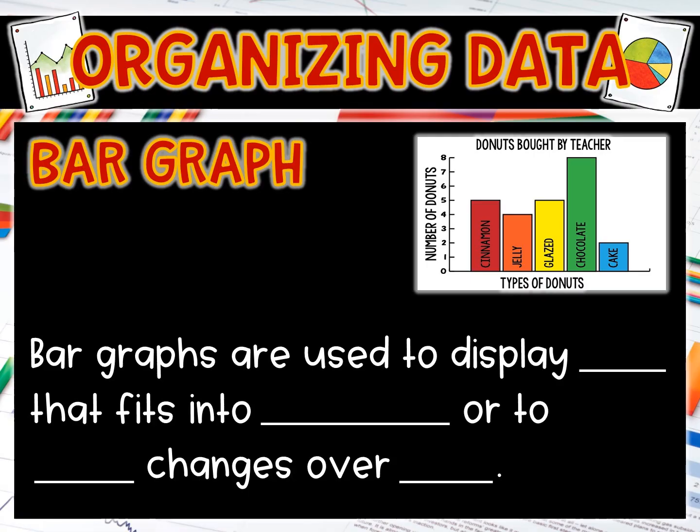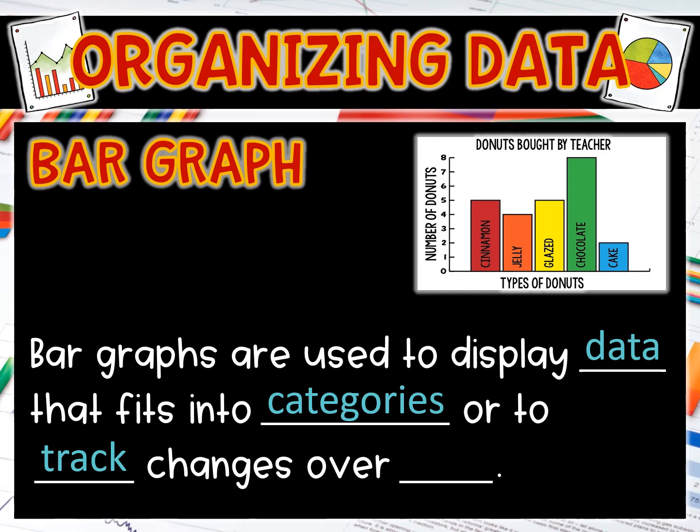Still talking about donuts, we're looking at a bar graph. Bar graphs are ones you have probably seen a lot. Bar graphs are used to display data that fits into categories or to track changes over time. Sometimes you'll see it with different years. Sometimes you'll see it like this, where we categorize the types of donuts and how many were bought by the teacher.